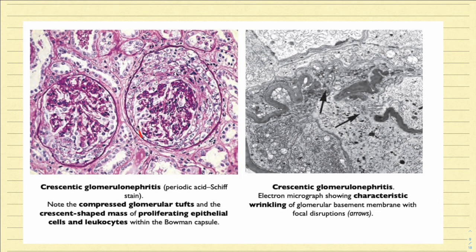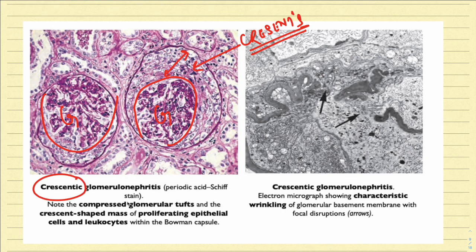Now you tell me, what is this particular structure that I have highlighted? Yes, this is the glomerulus that has been pushed. And can you see this structure? What is this structure? These are the characteristic crescents that we see. Very important point. This is the stain under which we can see the crescentic glomerulonephritis. There we can see the compressed glomerulus, and we can see the crescent shaped mass which is formed by the proliferation of the parietal epithelial cells along with the infiltration of leukocytes.